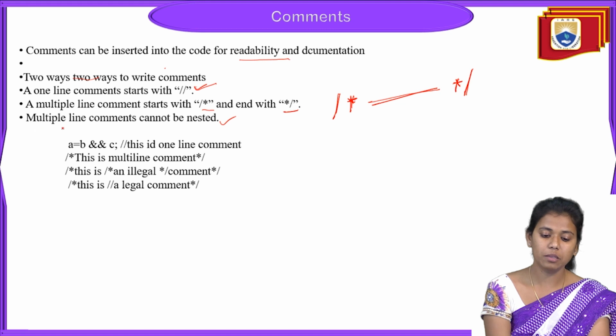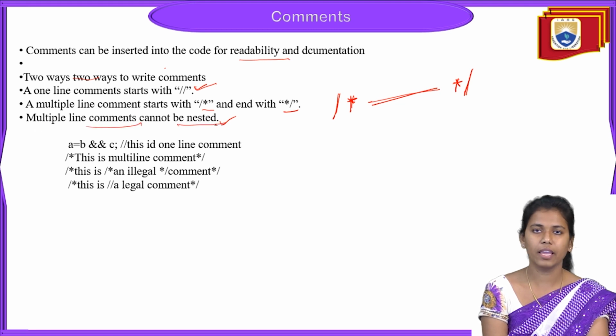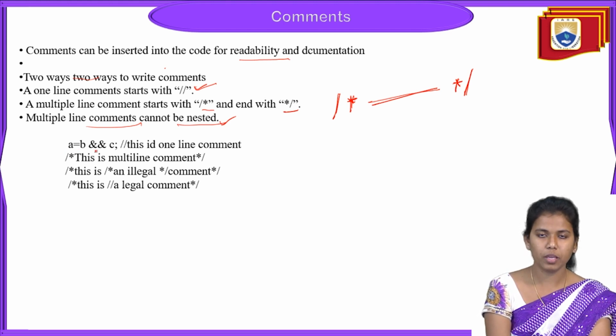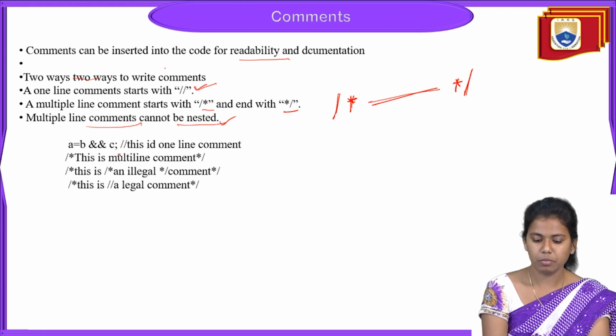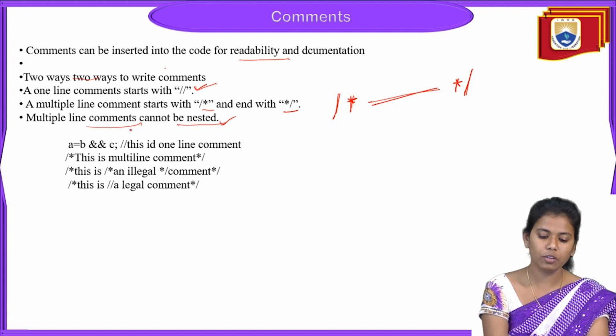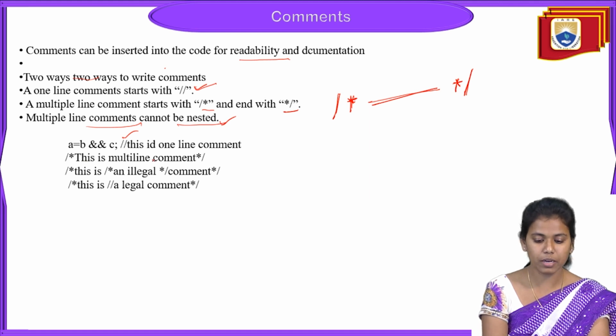And the next one, multiple line comments cannot be nested. So here is an example they have given. A is equals to B and C, colon, double slash. This is a one line comment. So here you see a double slash, so it means that it is a one line comment. And the second one, this is a multiple line comment.